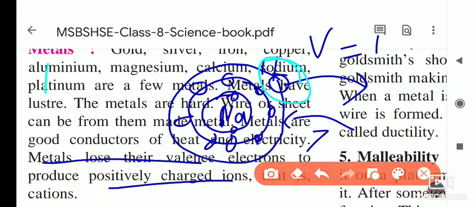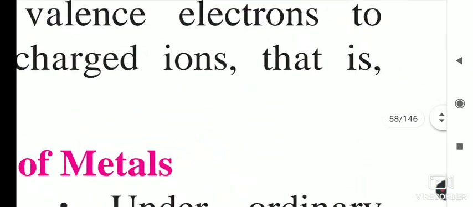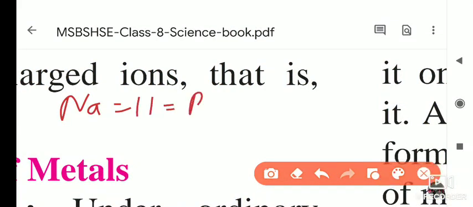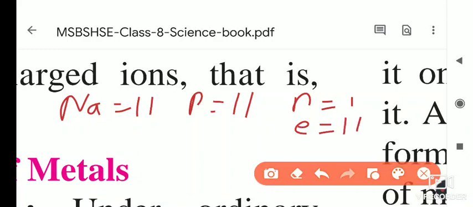After donating 1 electron, how many protons are present? As you know, what is the atomic number of sodium? The atomic number of sodium is 11. It means it has 11 protons and 11 neutrons, and the electrons are 11 only. So just now we saw the structure.